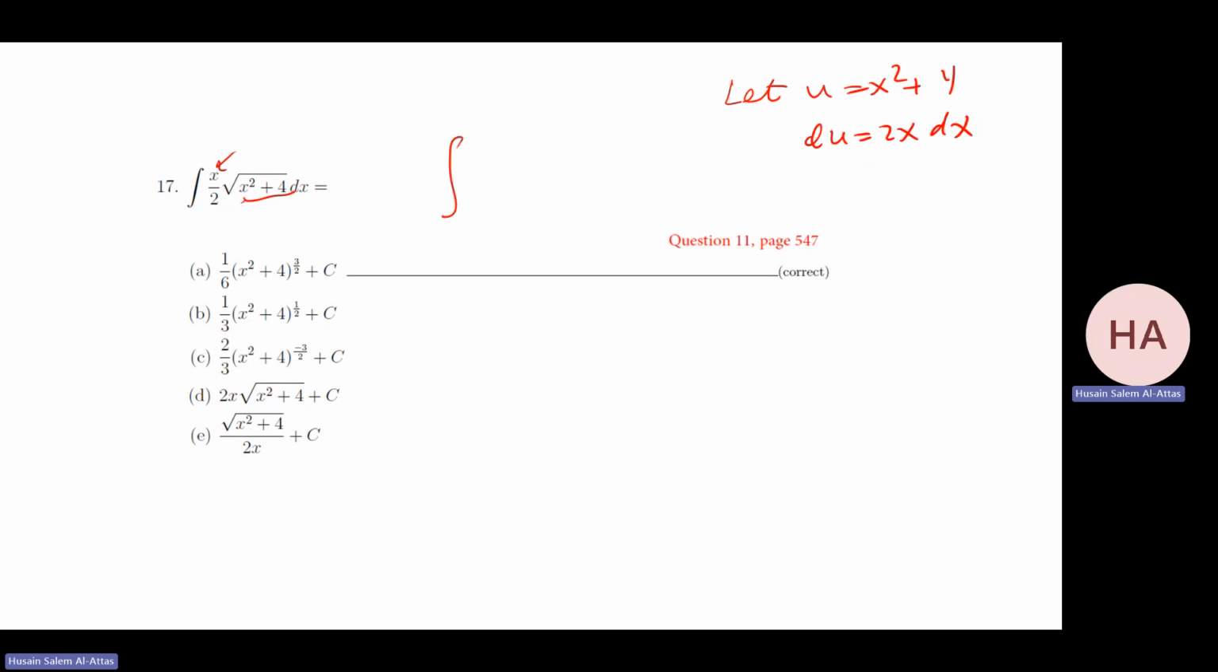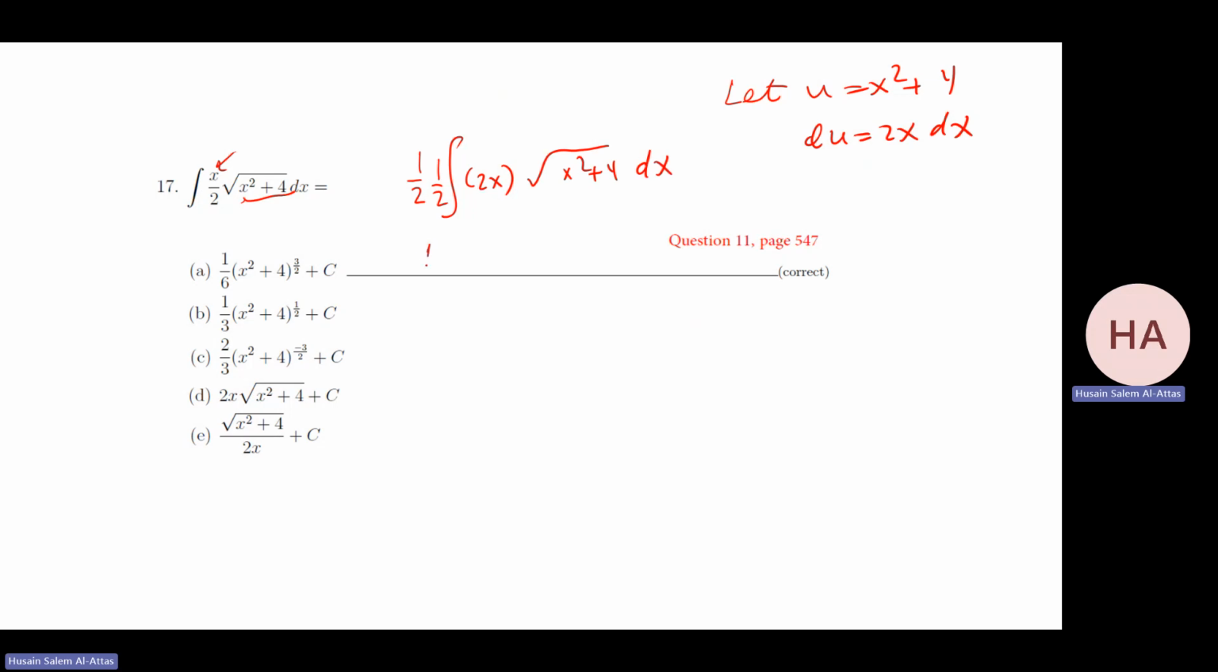So I need 2x here. So I have half outside and another half. So this will be 2x, square root x squared plus 4 dx. It's easier than you expect.